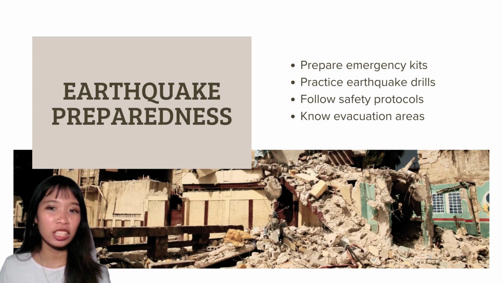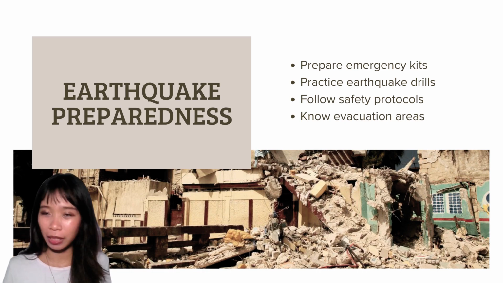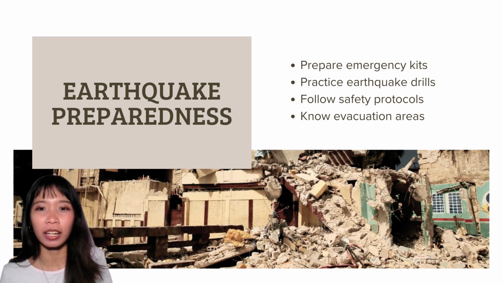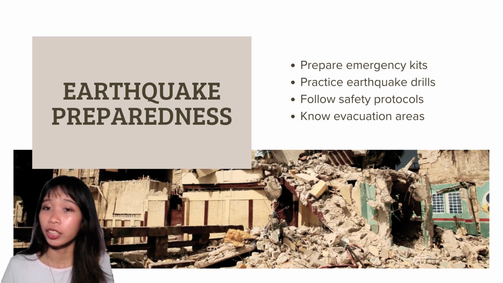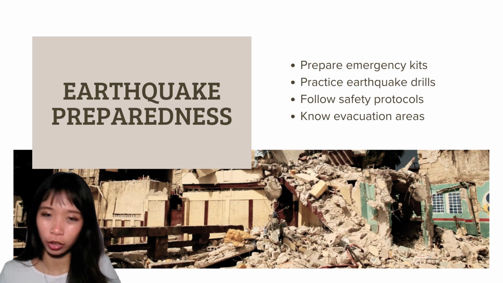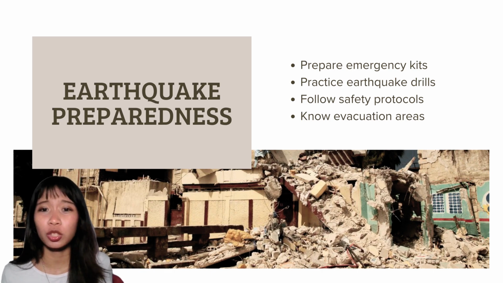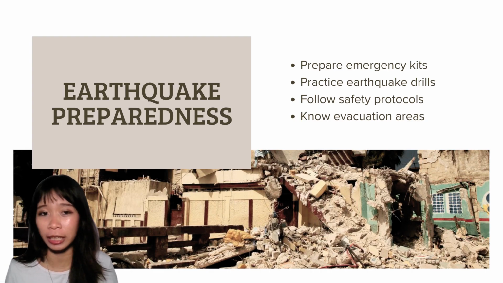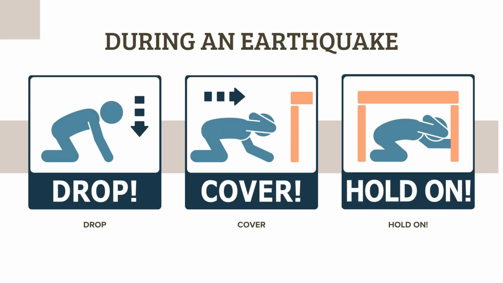Since active faults can generate earthquakes, preparedness is very important. Families should prepare emergency kits containing water, food, flashlights, medicine, and important documents. Schools and communities should also conduct earthquake drills regularly. During an earthquake, remember the safety procedure: drop, cover, and hold. Drop under a sturdy table or desk, cover your head and neck, and hold on until the shaking stops. Remember that preparedness can save lives during disaster.